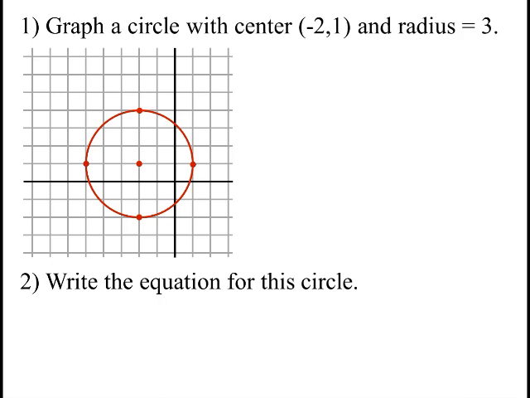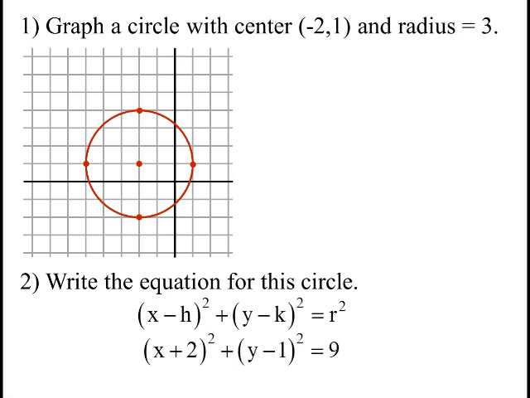Write an equation for this circle. Well, you've got to remember the general form for this circle is x minus h squared plus y minus k squared equals r squared. And then you just substitute. h, k is -2, 1. So when you plug that in there, you get x plus 2 squared plus y minus 1 squared, and then the radius was 3, so that's 3 squared, or 9.